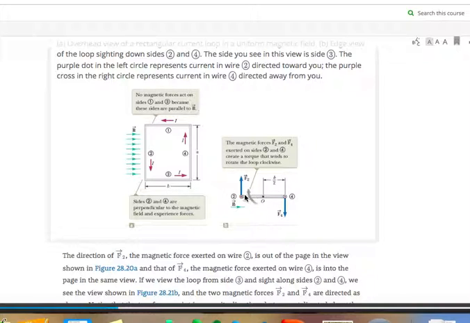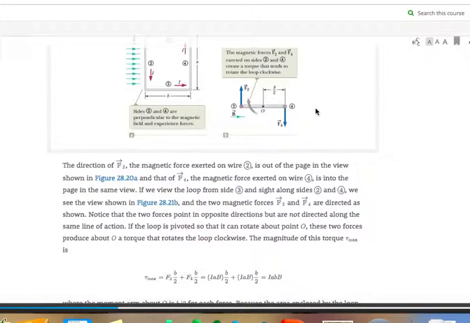Here we go. This is showing it from above. So it's line 2. Did I get those backwards? Oh no, they just have it drawn differently. 2 is going into the page. Yeah, so it would be directed out of the page and into the page, in other words, opposite directions. So a net torque is established.